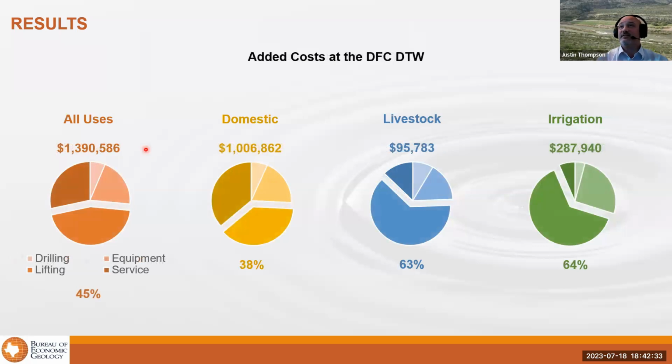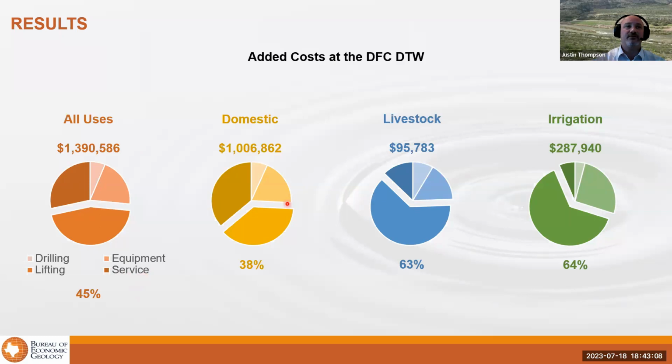And for that, what we see is a very different picture, right? So first of all, we find that just the added costs of the desired future condition is about $1.4 million for everybody. What I think is probably more interesting is actually the distribution of those added costs. So here we've got sort of the same color convention. We've got drilling in the lightest, pump equipment, right? And then lifting energy. Now we have this other cost type for service. That's for things like pulling those pumps and dropping them deeper, right?